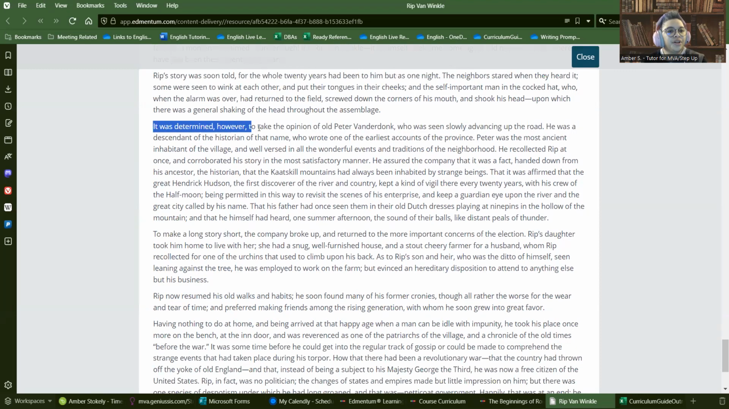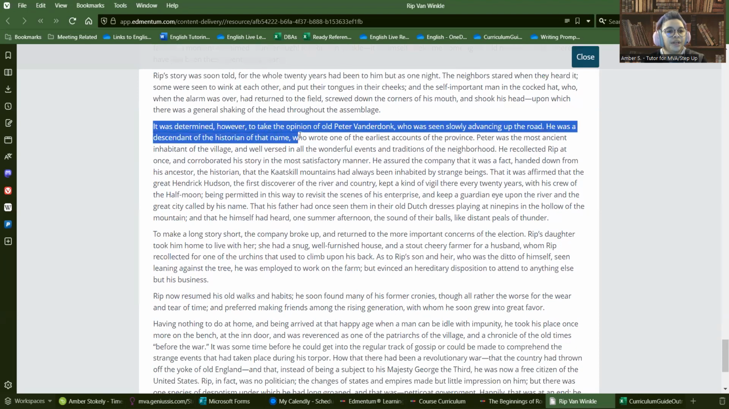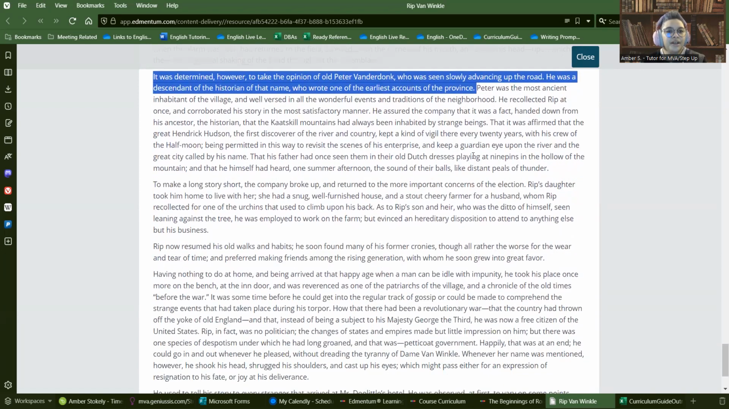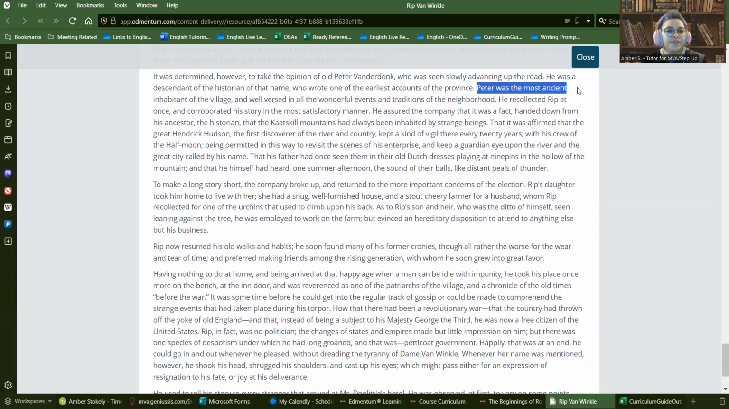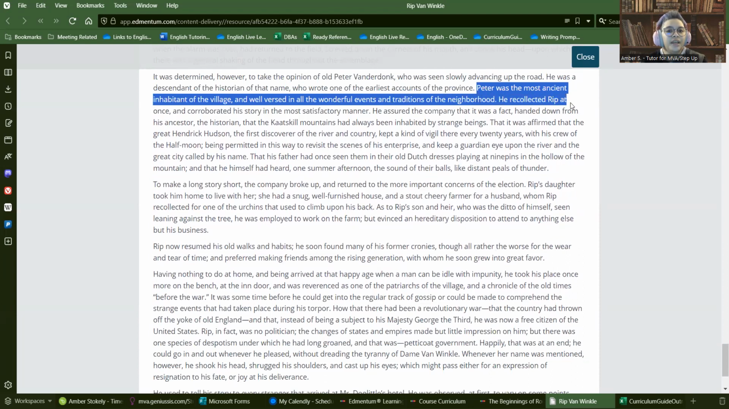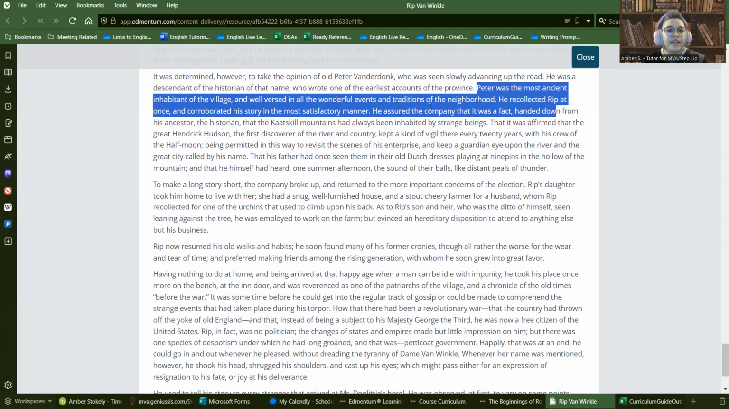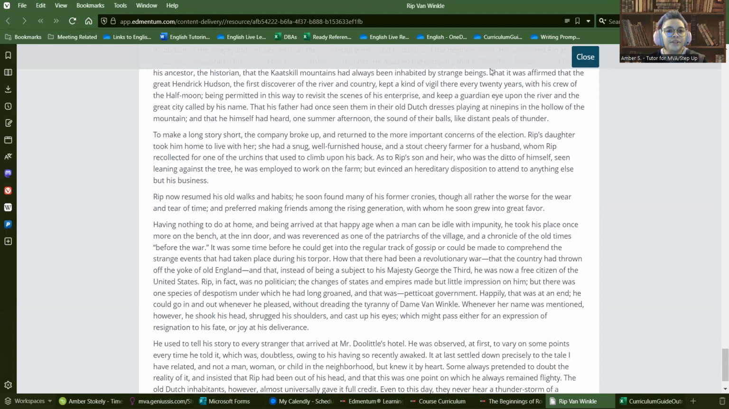So it says, it was determined, however, so it was decided, to take the opinion of Peter Vanderdock, who was slowly advancing up the road. He was a descendant of the historian of that name, who wrote one of the earliest accounts of the province. So they have an old man approaching who is a historian. It says Peter was the most ancient inhabitant of the village, well versed in all the wonderful events and traditions of the neighborhood. He recollected Rip at once, so he does remember Rip, and corroborated his story in the most satisfactory manner. He assured the company that it was in fact handed down to his ancestor, the historian, that the Catskill Mountains had always been inhabited by strange beings. So he basically says, yeah, there's crazy stuff in the mountains.